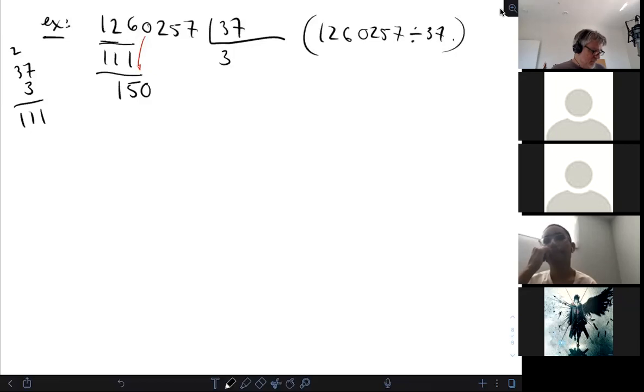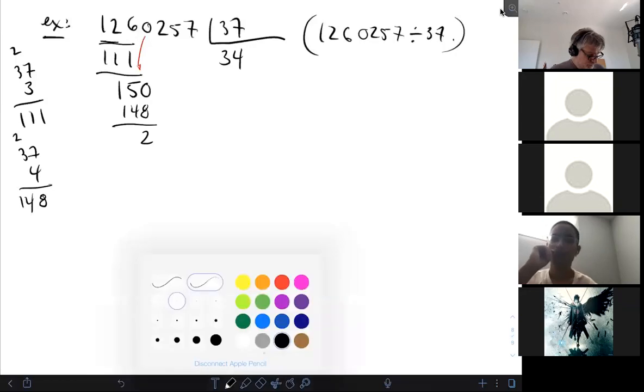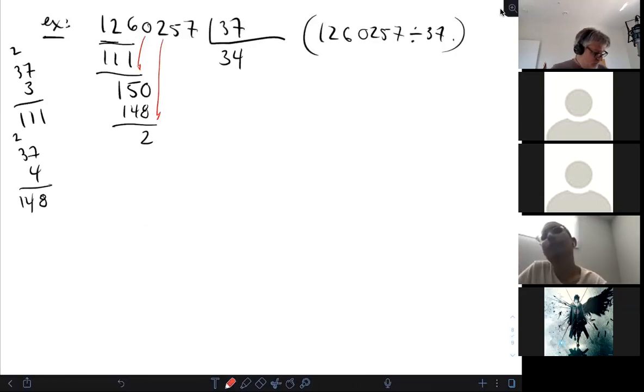5 is too big. 4 should be okay. 4 times 37 is 148, okay. I subtract, I get my 2. I bring down the 2. And this is the only reason why I'm doing this example, is what's going to happen right now, which is a very common mistake or place where we mess up.